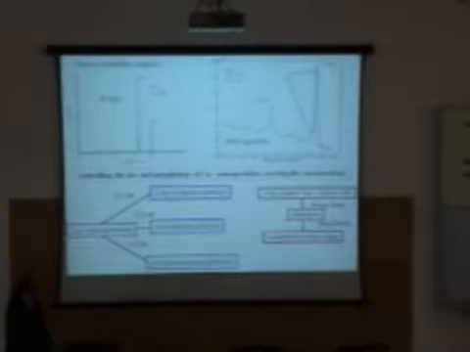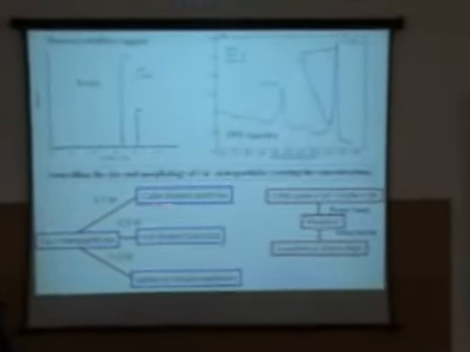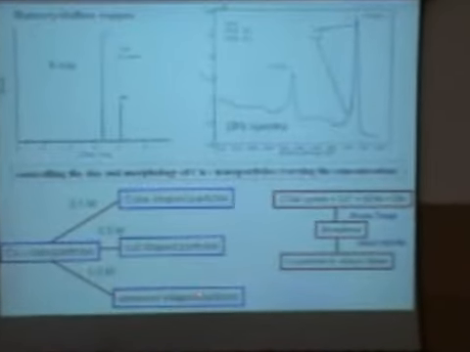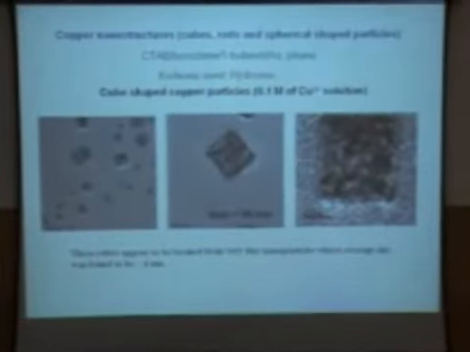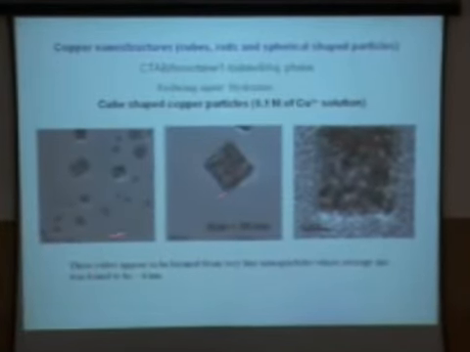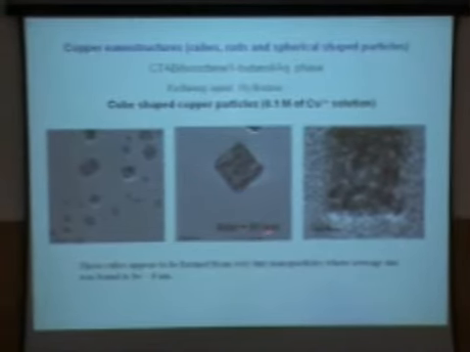By controlling the reaction conditions, you can get cubes, rods, spheres. So these are the cubes. This is a low resolution picture; it says 50 nanometers, but if you look closely, they are made up of particles of around 5 to 7 nanometers.